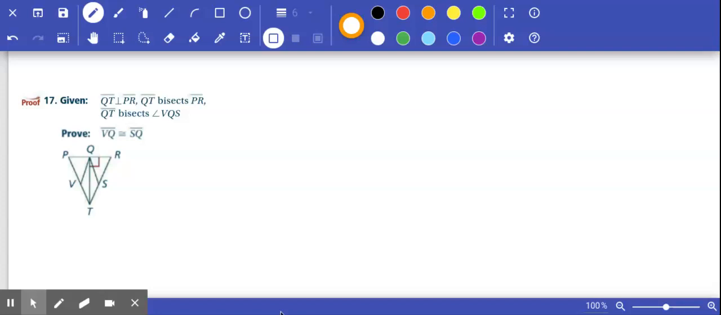Okay, so we are on page 180. This is Integrated Math 2, and we're doing homework problem 17. So I want to give you guys some hints. I have 5 minutes to do this, so we'll see how far we can get.